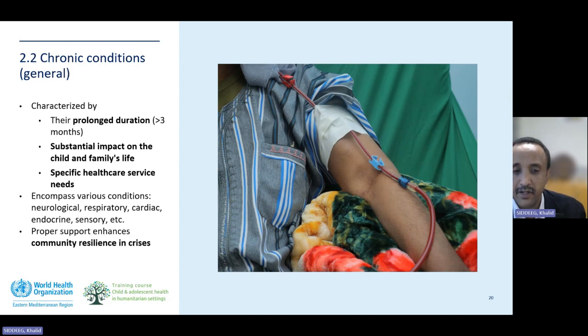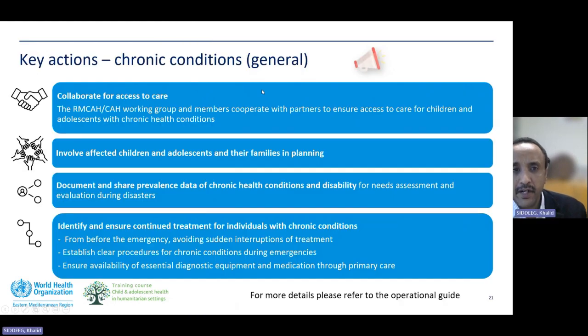And there are also specific health care needs in terms of diagnostics, in terms of compliance to treatment, in terms of follow-up, and so on. So some of the key actions that are proposed for chronic illnesses: we need to make sure that our working group members cooperate with all partners to ensure access to care for chronic illnesses.